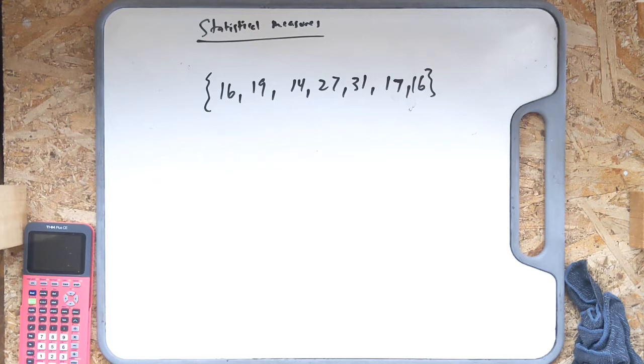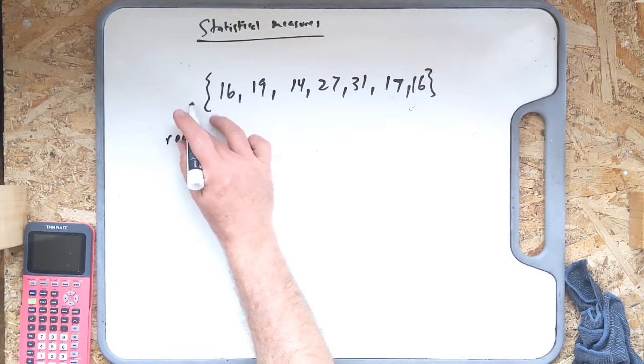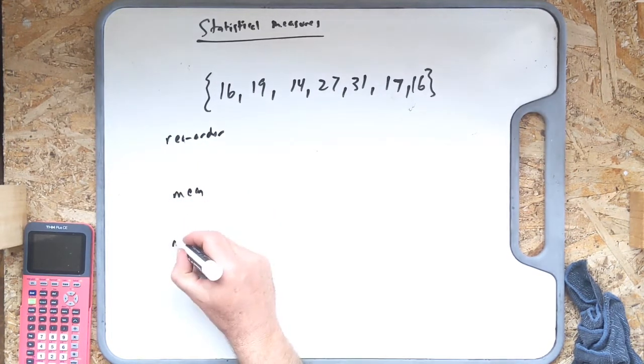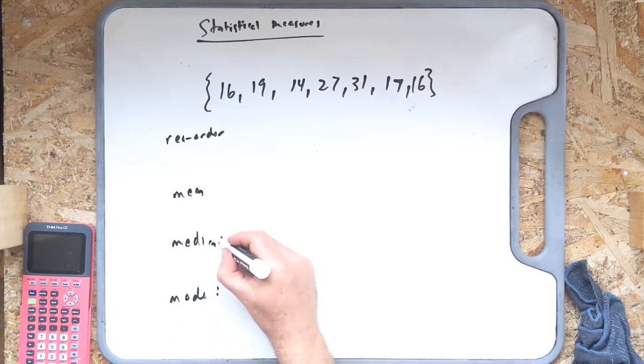Okay, so what I want you to do is first, if you're going to do median, you've got to put them in order. So I want you to reorder that. So that's what I want you to do while you pause. Reorder. Then find the mean, the median, and the mode of this data set. Okay, pause the video there and try it yourself.